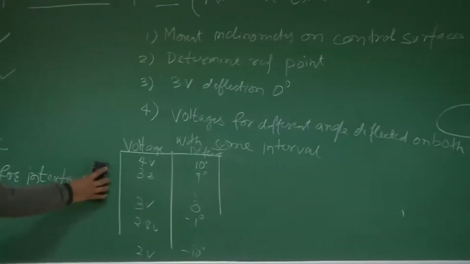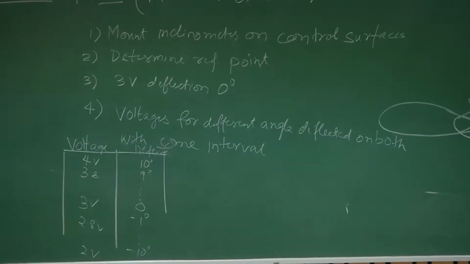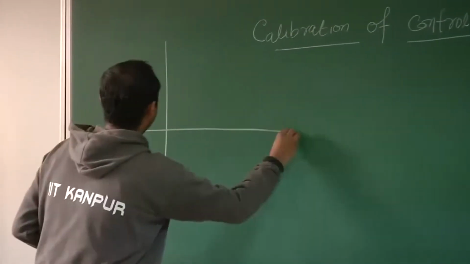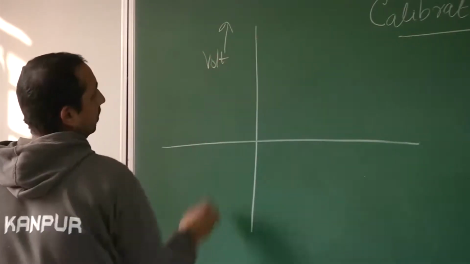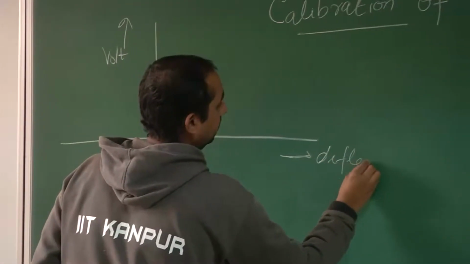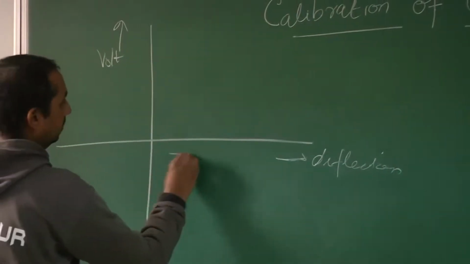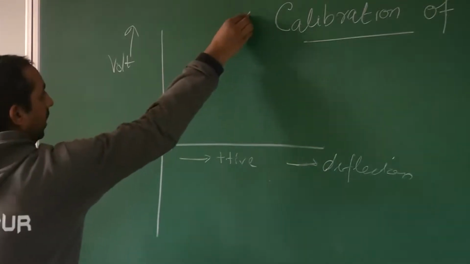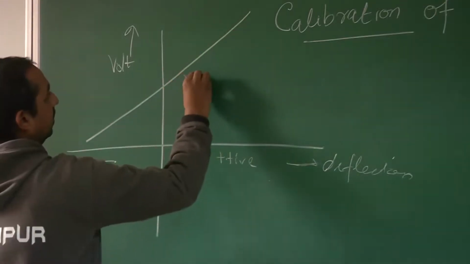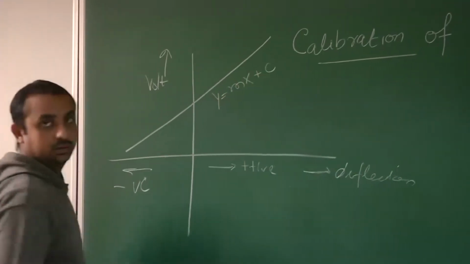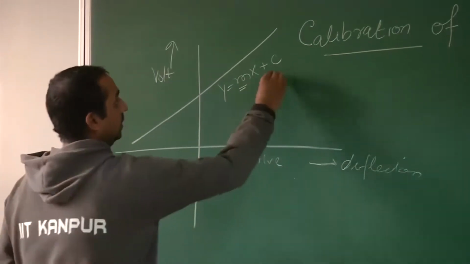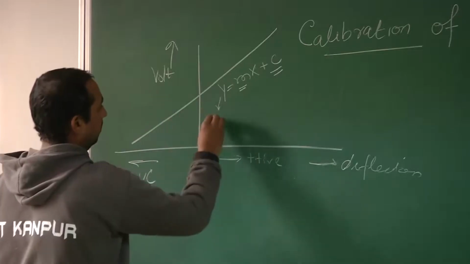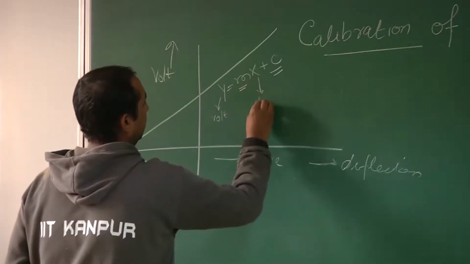Now, since we are assuming that the variation of control surface deflection with voltage is linear, we'll plot voltage versus deflection, positive and negative, and it will give you a line of the form y equals mx plus c, where m is your slope, c is your intercept, y represents your voltage and x represents your deflection.